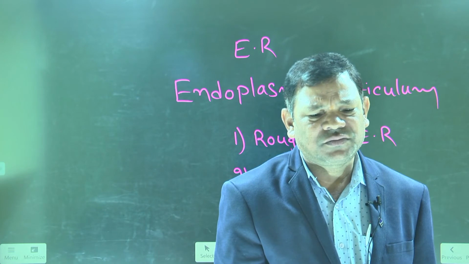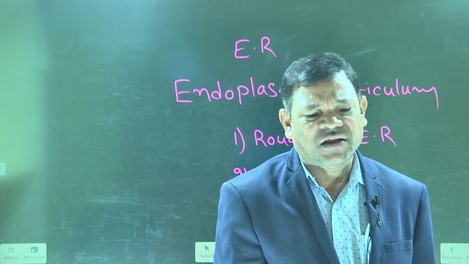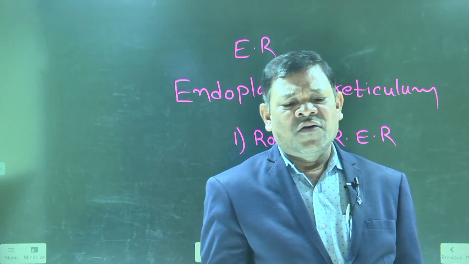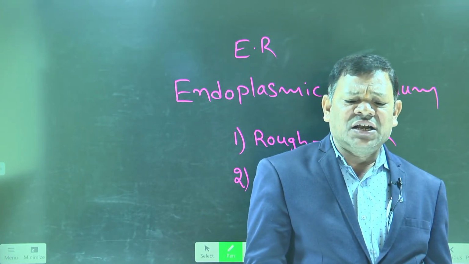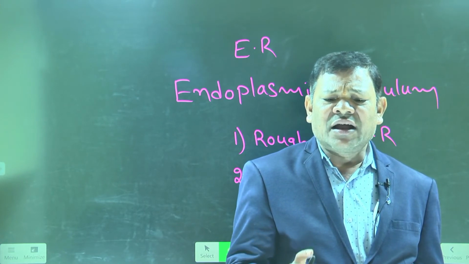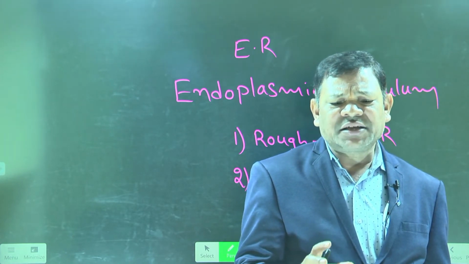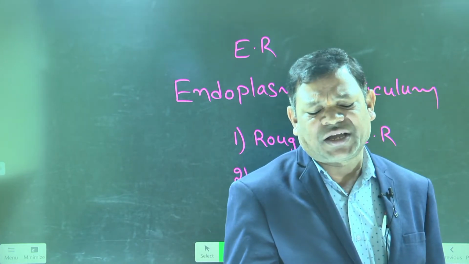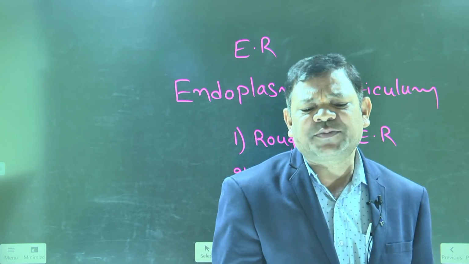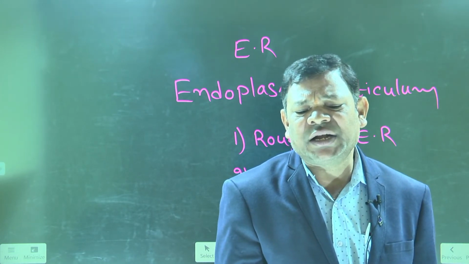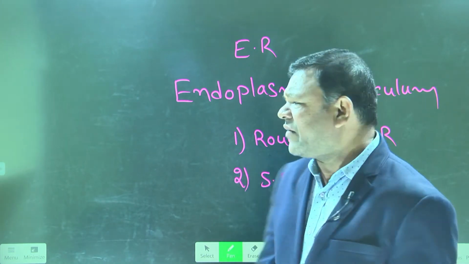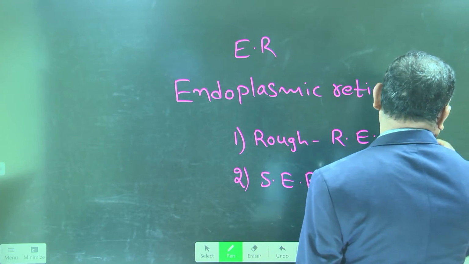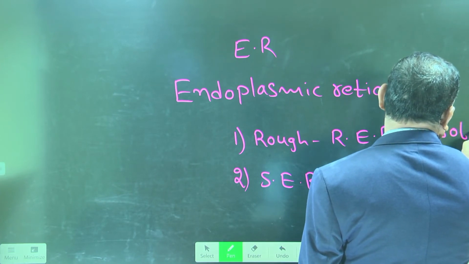Rough endoplasmic reticulum is the site of protein synthesis. I am not asking about the functions, right? Yes. Generally you can see that granules are attached to the endoplasmic reticulum; that is called rough endoplasmic reticulum. Where granules are absent, that is called smooth endoplasmic reticulum. Rough endoplasmic reticulum is for the synthesis of proteins.